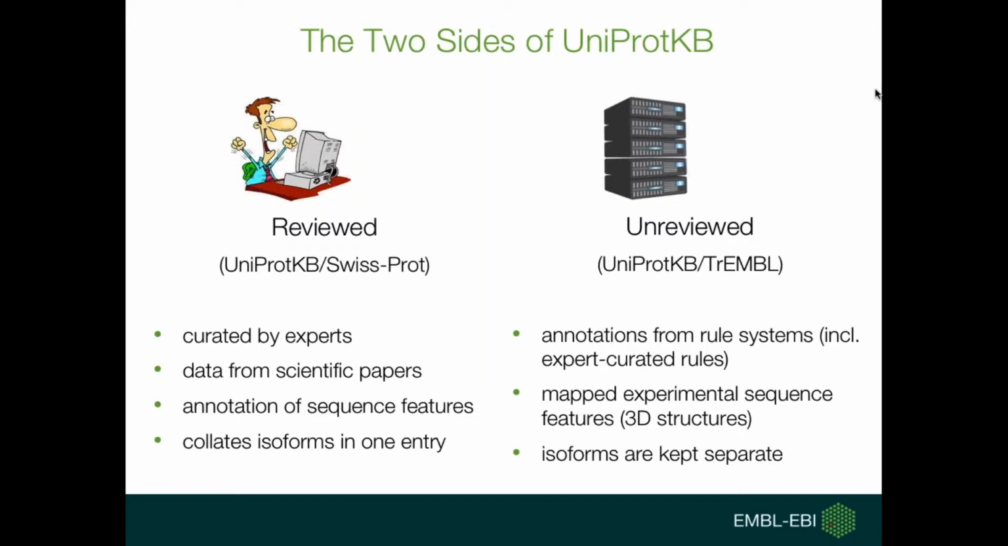As part of the curation that we do, we also collate isoform sequences into one database entry. The second data set within the UniProtKB knowledge base is the unreviewed data set, also commonly referred to as TrEMBL. This is maintained automatically, and it does contain annotations from rule systems which automatically transfer annotation from the reviewed data set based on sequence similarity. A lot of those rule systems have human input. We also map experimental sequence features based on 3D structures onto those sequences in the unreviewed set. However, in this set, isoforms are kept separate.